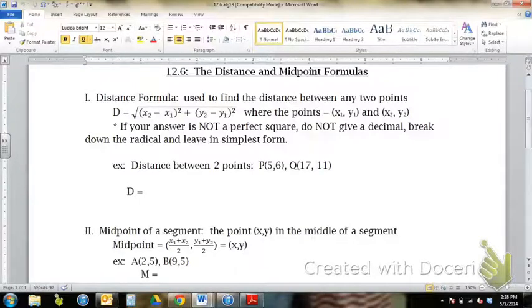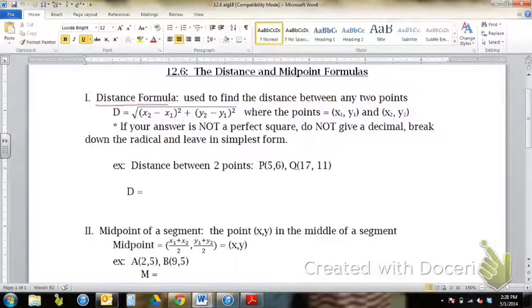All right, in the last section of notes that we're going to do in Algebra 1 for the year, in 12.6, we're going to talk about the distance and midpoint formulas. Now the formulas look a little intense, and they are a little bit, and you do have to memorize them. But we'll take it one at a time.